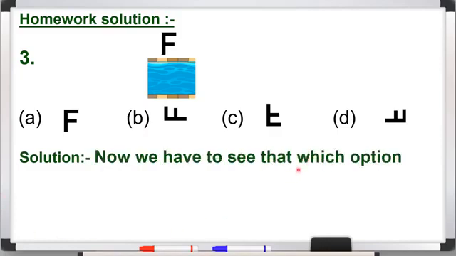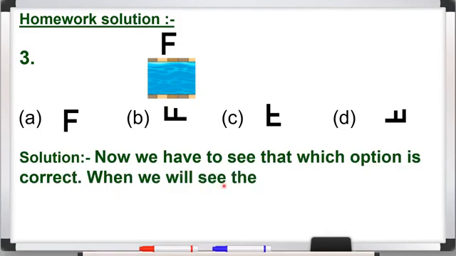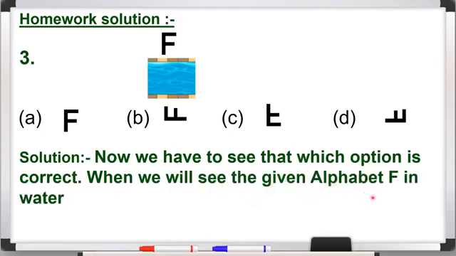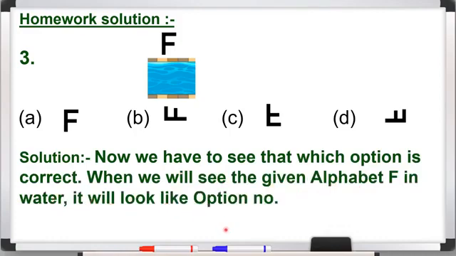Now we have to see which option is correct when we see the given alphabet F in water. It will look like option number C like this. So let's see. यहाँ पर हम देखते हैं बेटा F जो है हमें इस तरह से नजर आएगा. ठीक है, yes. So option C is correct. So we'll write here answer option C is correct.